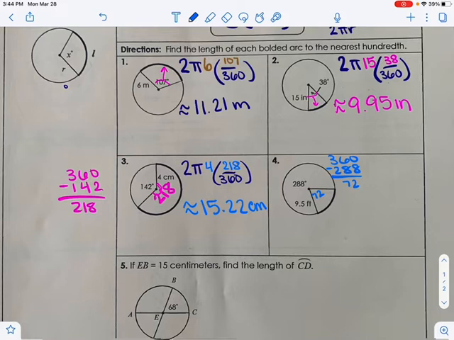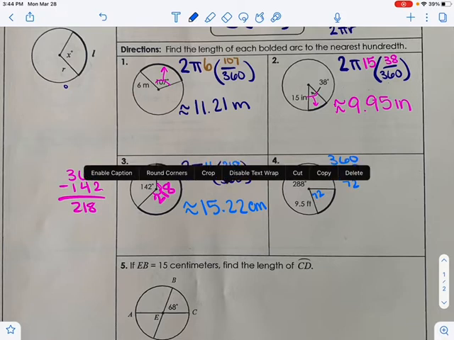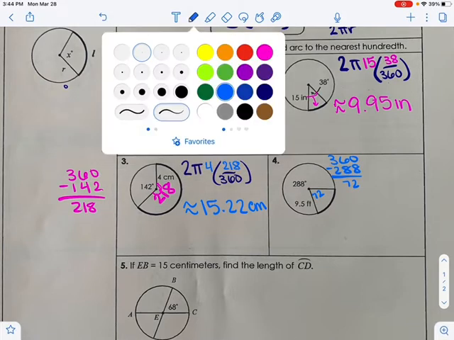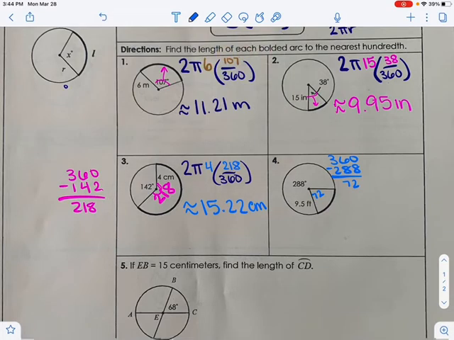Okay, so now you can plug in, or you can just write the formula, right? What's going on here? 2 pi r x over 360. Replace the r and the x with numbers. The r is 9.5. The x is 72. In the calculator, 2 times pi times 9.5 times 72 divided by 360 is 11.94 feet.